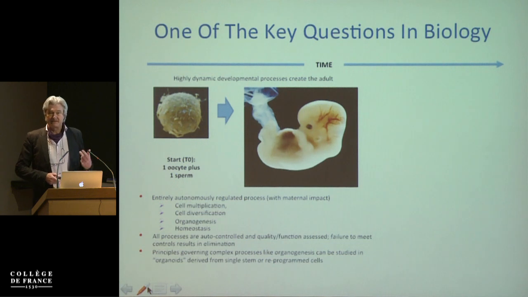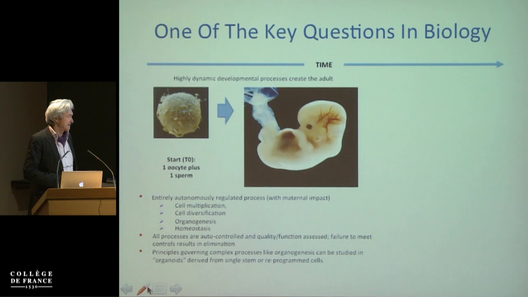In case cells don't meet the quality standards, nature simply decides to eliminate them, either by the immune system or by committing suicide autonomously in the cells. And what we would like to understand are the principles which govern these processes. And recently there have been quite some advances in the field because we know that even in vitro you can generate even complex structures, like structures which resemble organs.